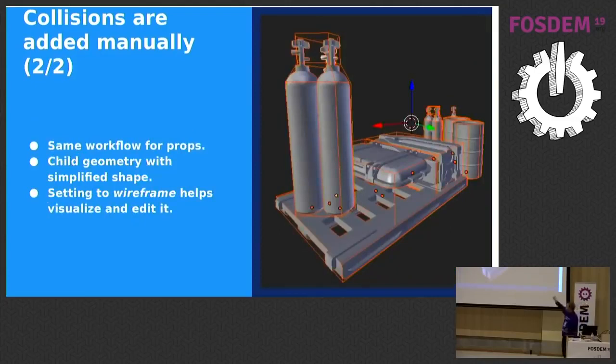Here's an example of how it works. This is the base model, and the collision is another object. I put it in wireframe so it's easier to see which one is the collision and which is the object. Using all this very complex geometry would kill the physics engine, so you need to make something simpler.